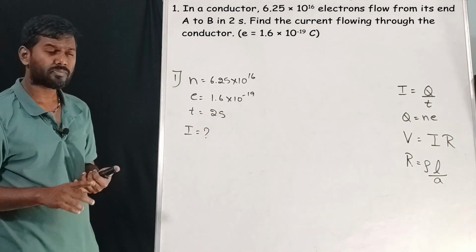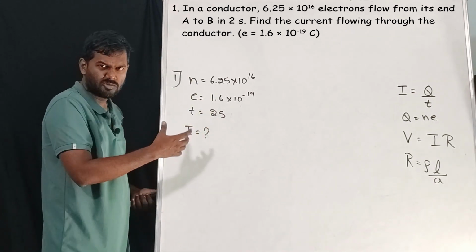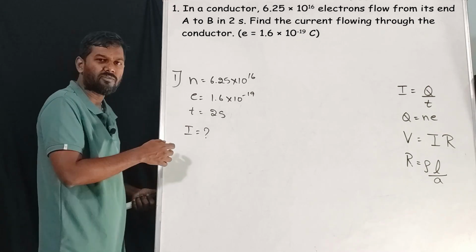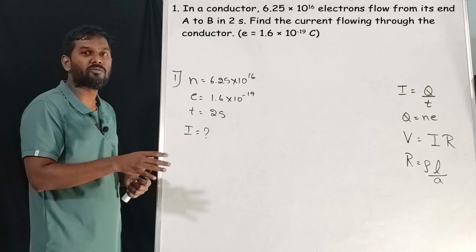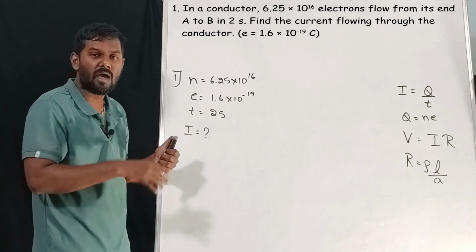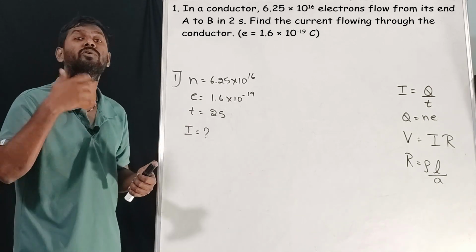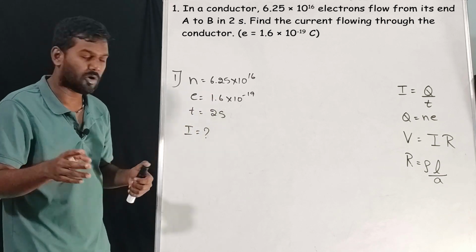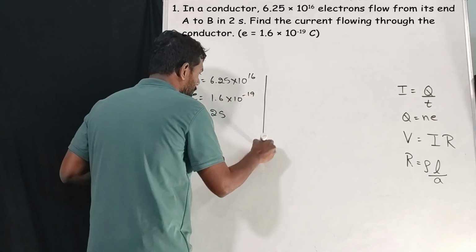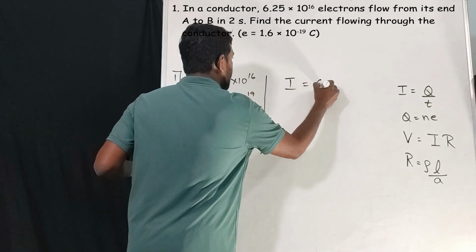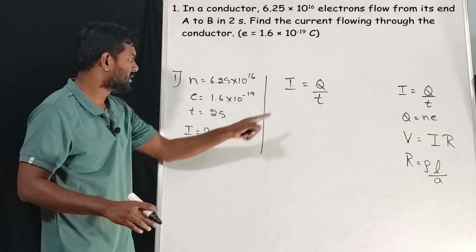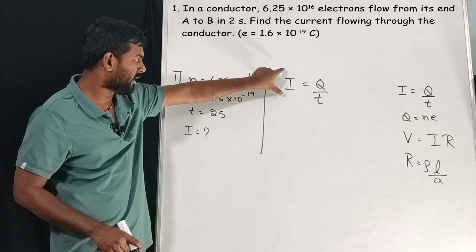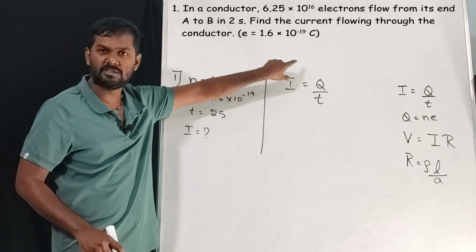Now see, whenever any question is asked and there is no direct formula for the given question, then we have to write the primary formula, the main formula. From that formula, I will teach you how to derive the formulas. Listen. I is equal to Q by T. If you follow this method, you will get the answer in an easier way. This is the main formula to find current using time and charge.